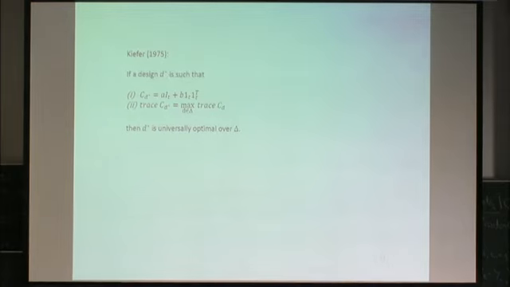And Kiefer's famous result was that if you have a design such that the information matrix is completely symmetric, has one number on the diagonal and another number outside the diagonal, and maximizes the trace over a set of designs, then this is universally optimal. And so what we do here is we search for a design that has the information matrix completely symmetric and maximizes the trace. So we simplified our problem a lot by simply looking at the maximum trace of the information matrix.